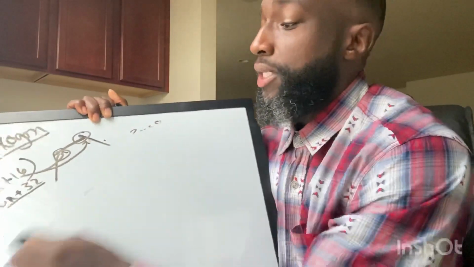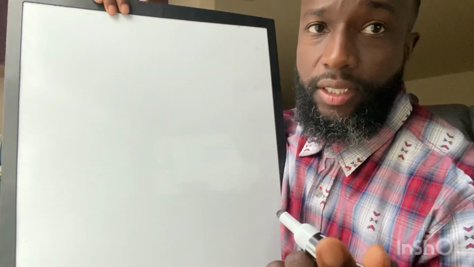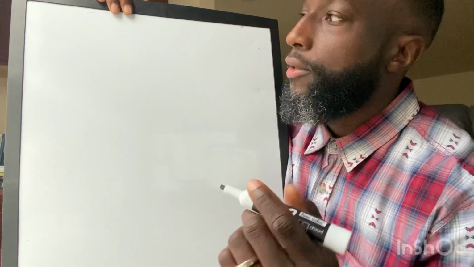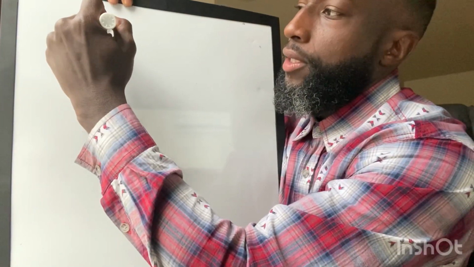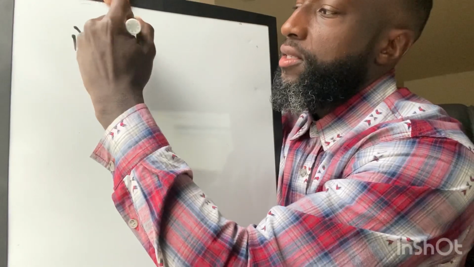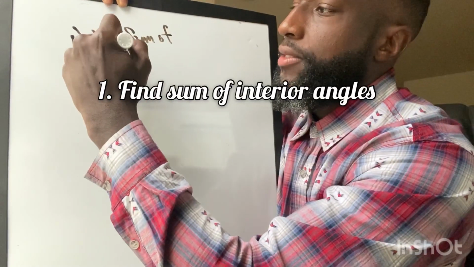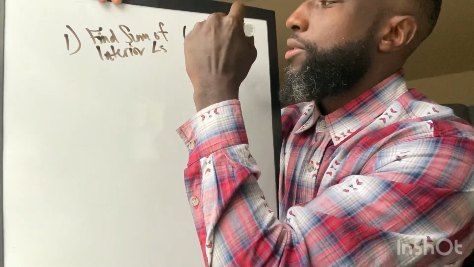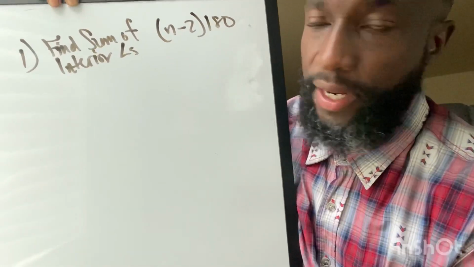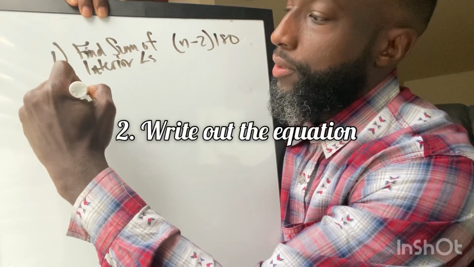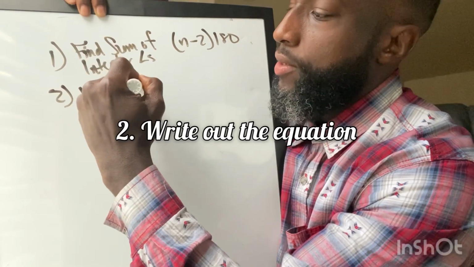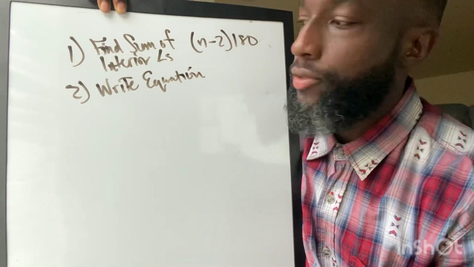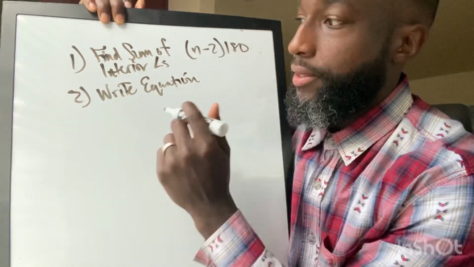Let's see if we can come up with some steps. When solving geometric equations, as we'll call them, the first thing you want to do is find the sum of the interior angles, which is n minus 2 times 180. Step 2, you want to write an equation. That means setting all of those angles equal to the sum of the interior angles.